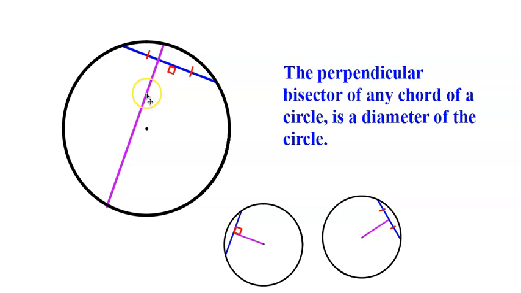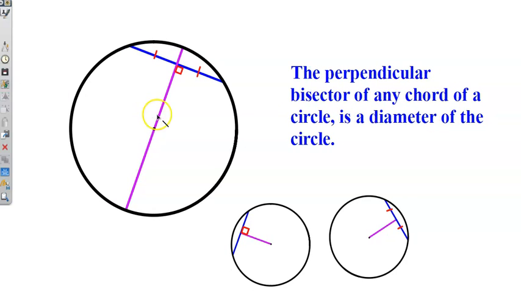Now, if the other chord does not go through the center, all bets are off. If it's not through the center, it may be perpendicular, but it's not going to bisect it because I've got it in the wrong spot, right? If, like this green one, this green chord bisects the blue chord, but it's not perpendicular, so again, it doesn't go through the center.